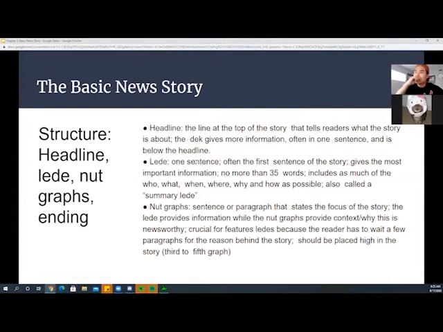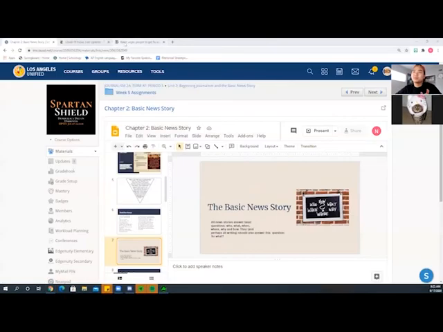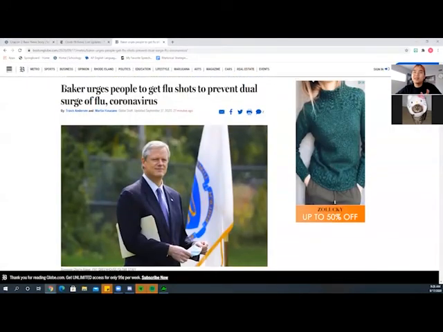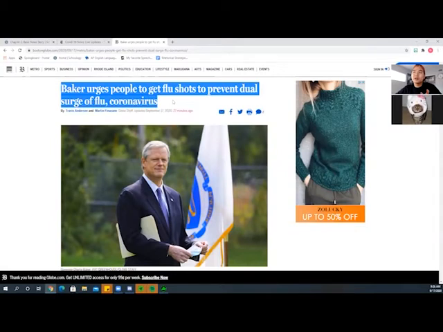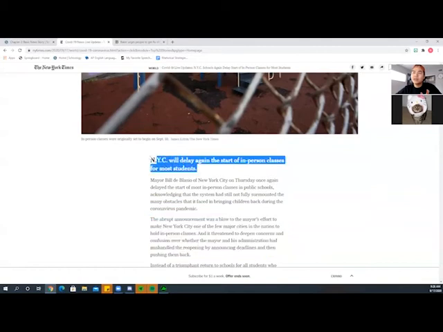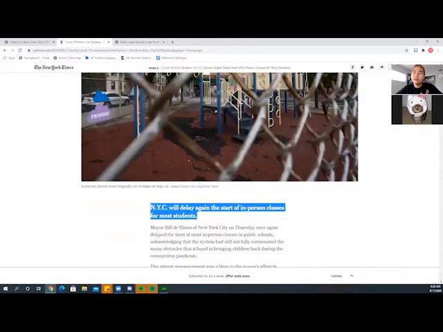All right, so once again, we're going to go over some basics of the newspaper. Our very first thing we need to know is a headline. The headline is at the top of the story and tells readers what the story is about. So, for example, this is the headline: Baker urges people to get flu shots to prevent dual surge of flu, coronavirus. This is the headline: NYC will delay again the start of in-person classes for most students. The point of the headline is to draw the reader's attention, but also give them everything they need to know about the article. It should be informative.